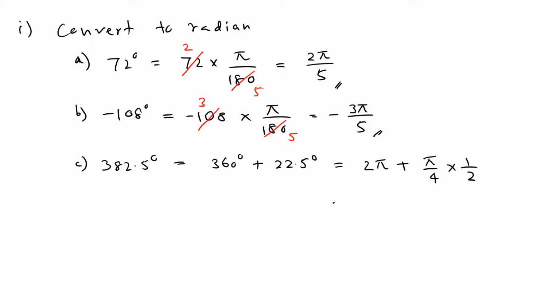Now this is easy to solve. This is 2 pi plus pi over 8. That means it is 8 times 2, 16, plus 1, so this is 17 pi over 8. That's the way you can simplify that. Okay, so that's the first part. Let's go to the second part. What we can do is convert to degrees.